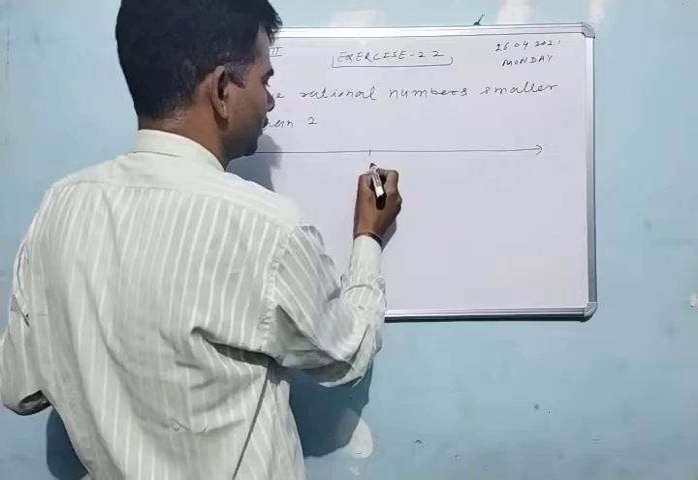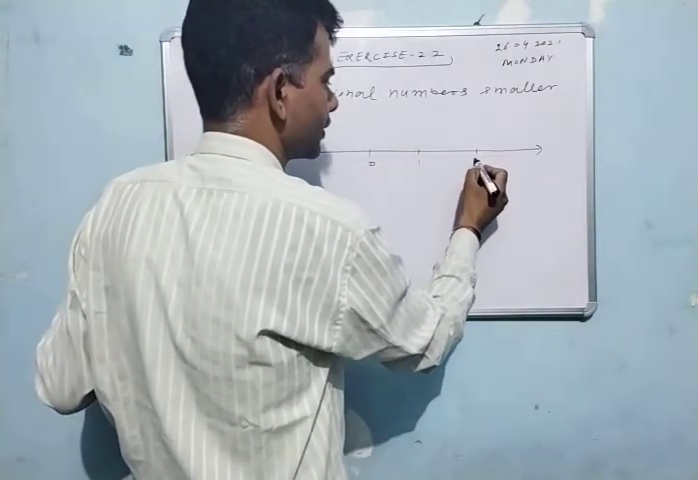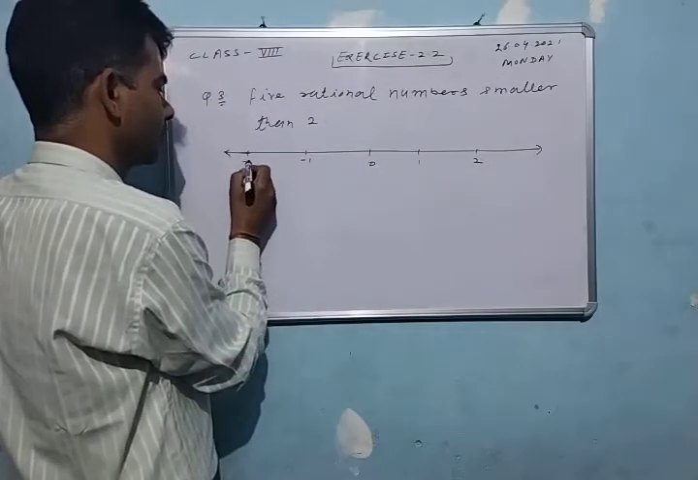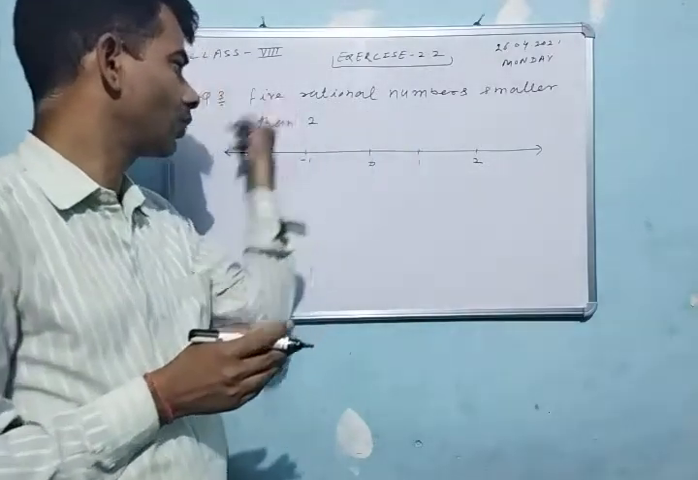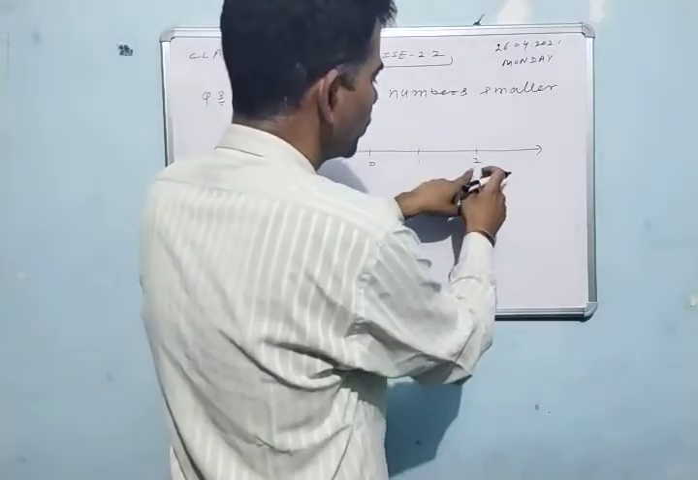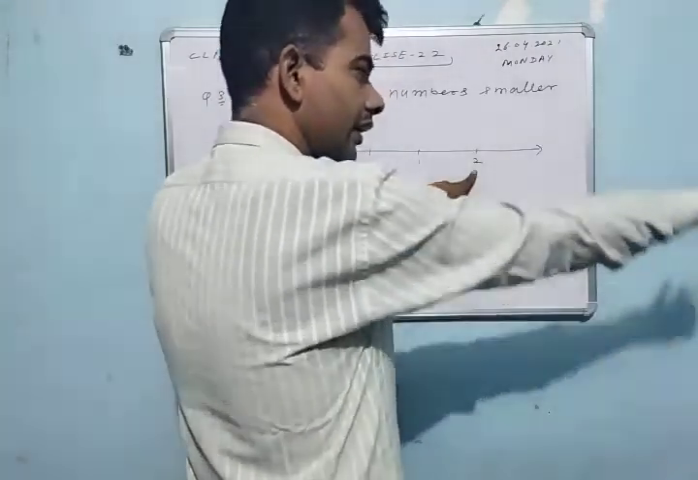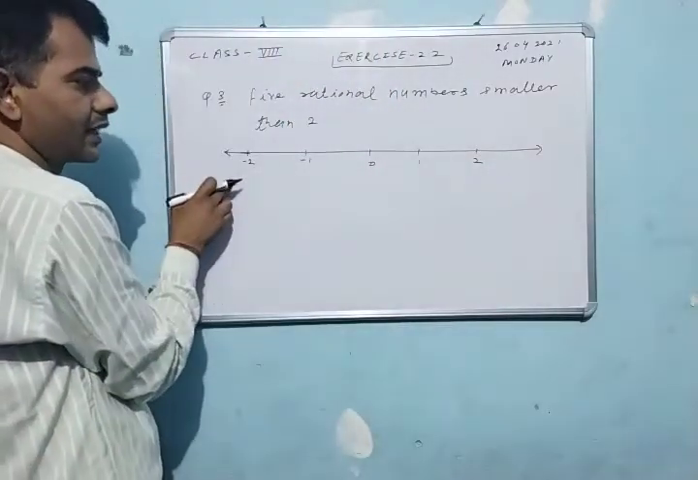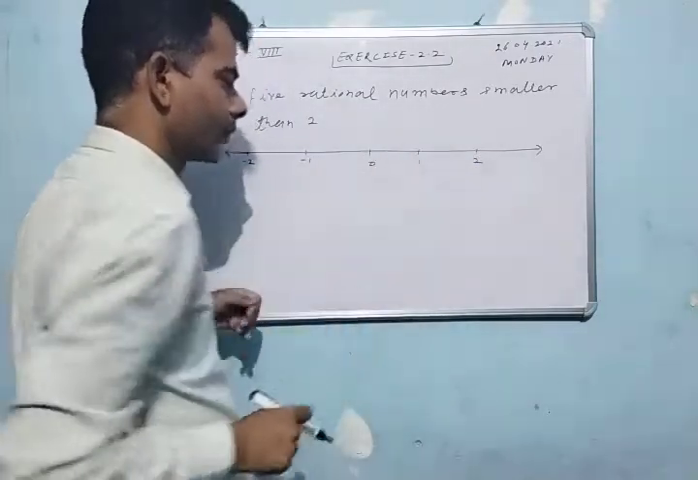Students, that is 0, and that is 1, and that is 2, and that is minus 1, that is minus 2. Students, we have to write 5 rational numbers smaller than 2. It means that is 2. If we move towards the right-hand side, it means a rational number greater than 2. If we move towards the left-hand side, the rational number is smaller than 2.